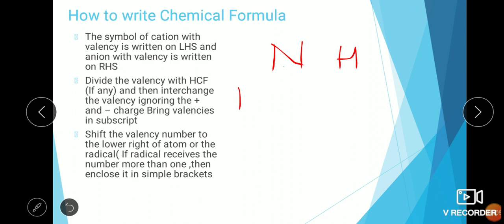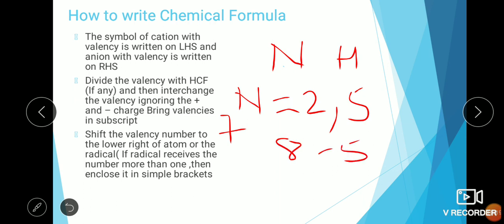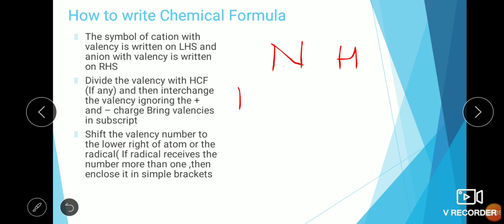Now nitrogen has atomic number 7, therefore its electronic configuration is 2, 5, and as it has 5 electrons in the valence shell, we will subtract 5 from 8. That means the valency of nitrogen is 3. We know that atomic number of hydrogen is 1, so its valency is 1. So we have calculated the valency of nitrogen and hydrogen. So what we are going to do? We are going to put in N plus 3 and H minus 1.